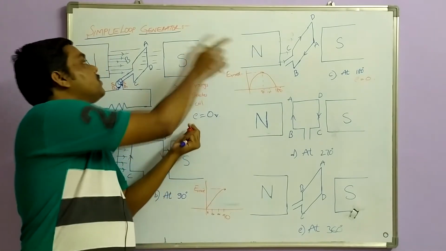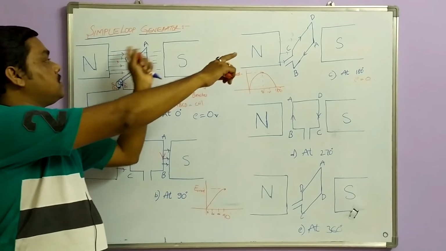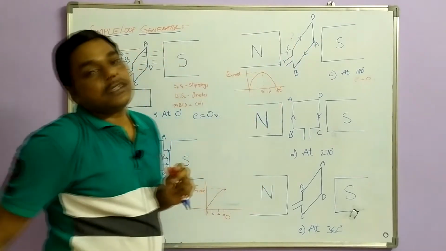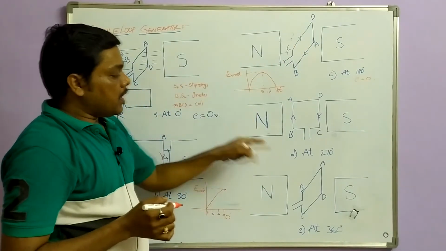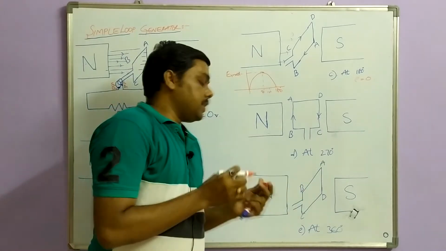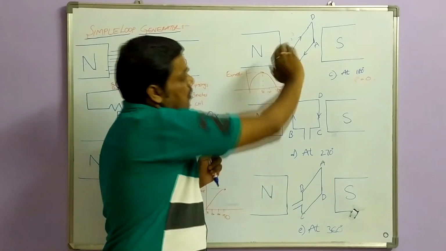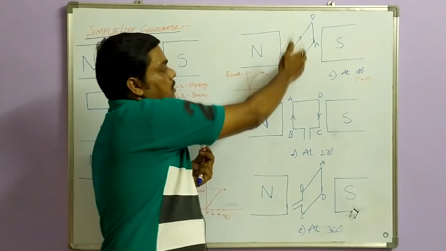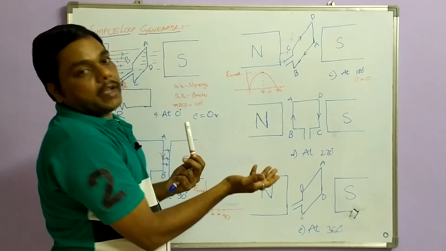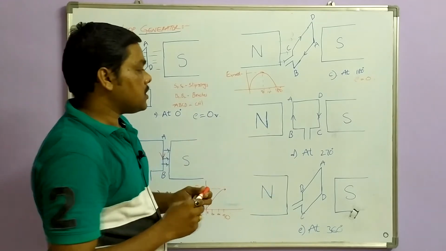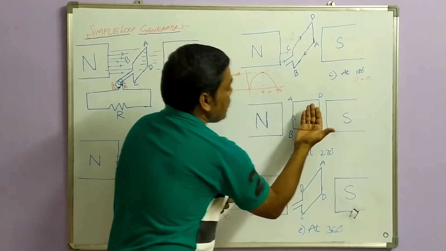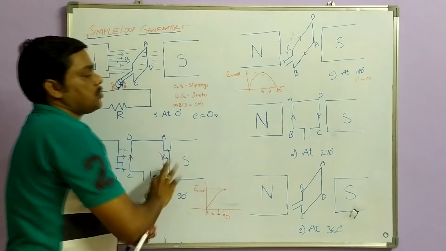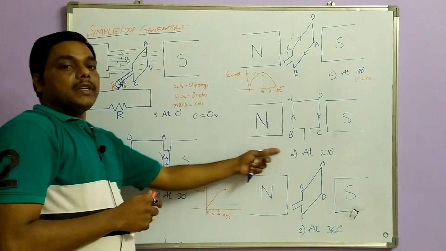But the main difference is the conductor positions. This is AB and this is CD. Again moving into 270 degrees. That means if you further rotate this conductor in the vertical direction, again in clockwise direction, what is happening? Again it is the same as your 90 degrees position. But what is the difference?